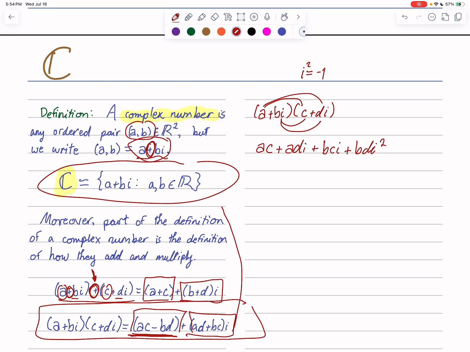So this would be -BD. We would put that together with this pure real number, and that's where you would get AC minus BD. The imaginary part would come from the middle terms. You would factor the I out, get AD plus BC with an I on the outside.